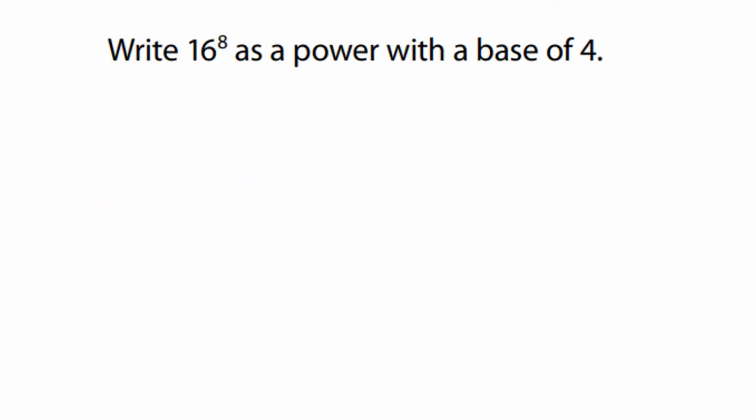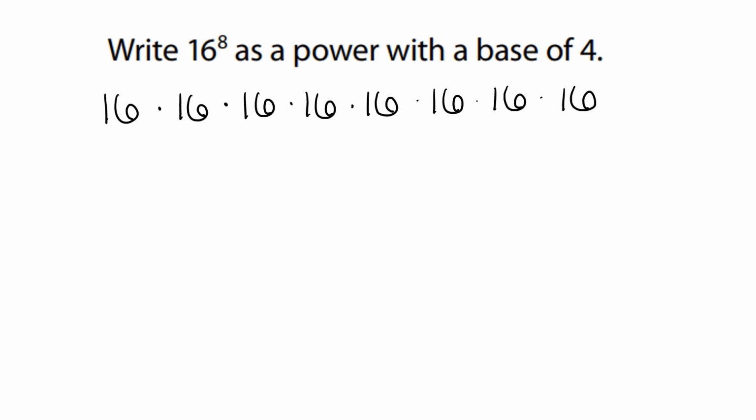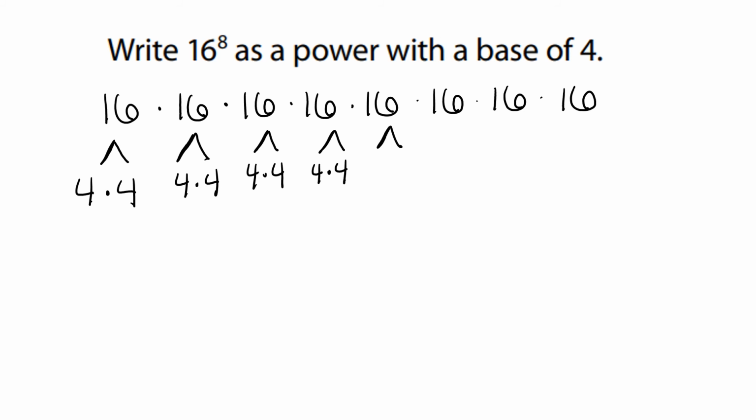For this problem, we want to write 16 to the 8th power with a base of 4. So we're going to take our 16 and we're going to write it out 8 times. We are then going to break down each 16 into 4 times 4, because 4 times 4 is 16. So break down each piece into 4s. We're breaking it down into 4s because that is the number requested by the problem.